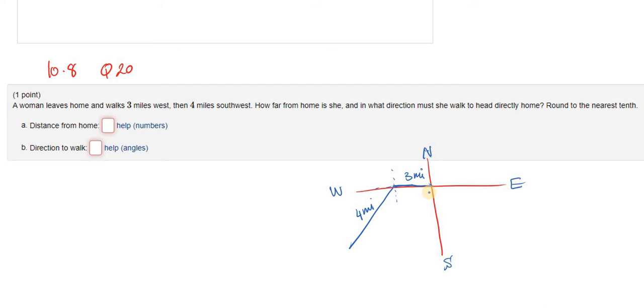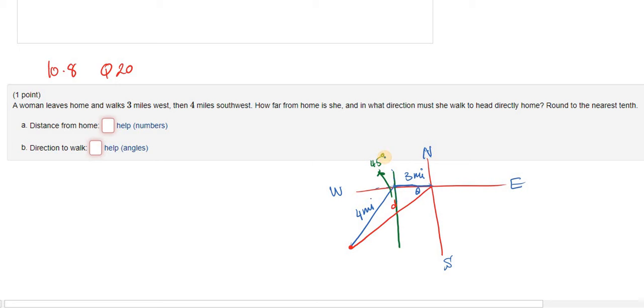We need to find the distance directly from the home to the final destination, which I'm going to call D, distance, and then I'm going to try to find theta, which is the direction. The first step that I can do right here, I know since the woman is walking southwest, the angle that is made with the vertical axis here, this angle is 45 degrees.